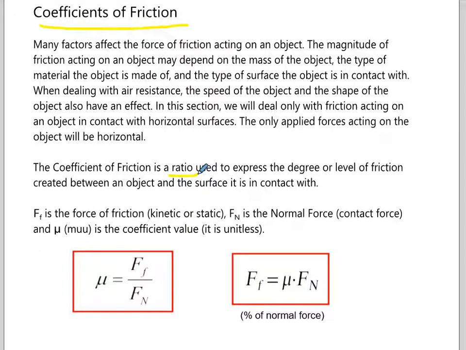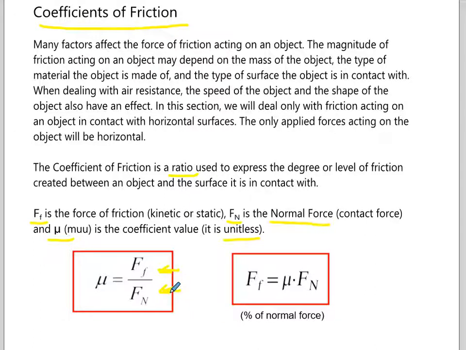So we have something called FF, I just called it that, the force of friction, and we'll see that it could be kinetic or static. FN, that's normal, not net, that's the normal force, which is the contact force. And you have this really strange symbol that looks like a U with long legs. It's called mu, and it's the coefficient value. It's also unitless, so there's no value for mu that has units on it. If you look here, you have newtons divided by newtons, so those would cancel each other out. So mu will be unitless, it'll just be a number.